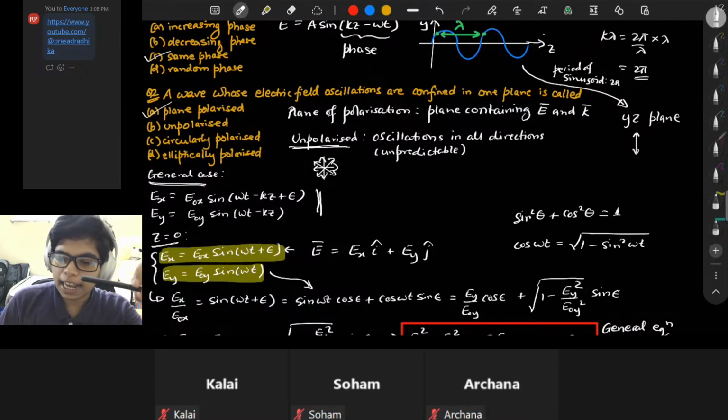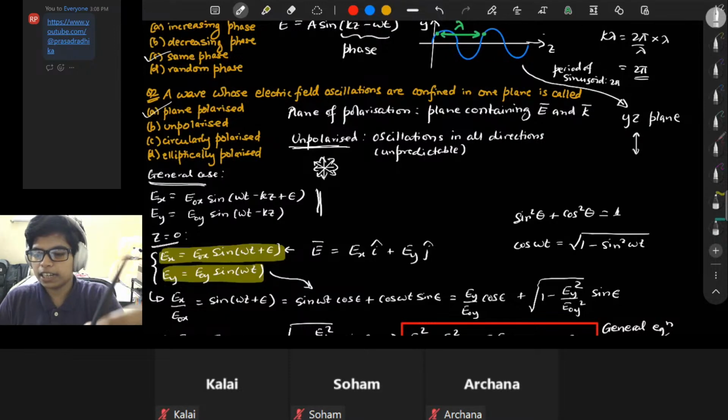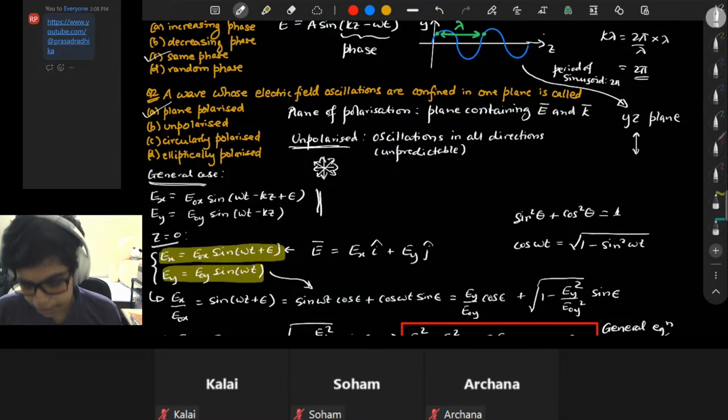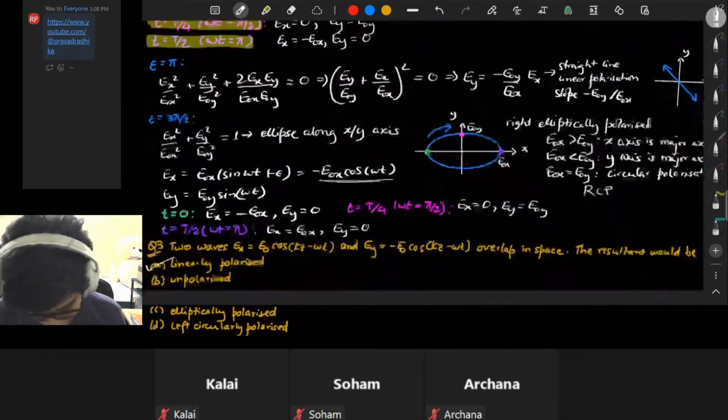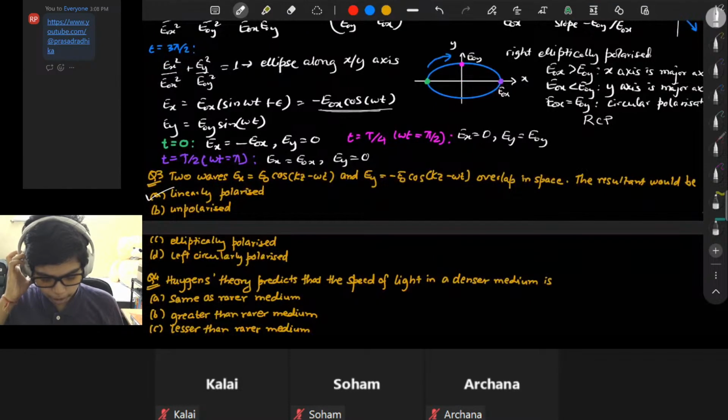At one instant, the electric field is along the x-axis. Next second, it will be along the y-axis. A third second, maybe it is at 45 degrees to the x-axis. Then maybe it becomes 30 degrees to the x-axis. Then it becomes 70 degrees to the x-axis. So it's like randomly, sometimes oscillating like this, and oscillating in all directions and completely random. That is unpolarized light. Here, we have a very fixed state of polarization.